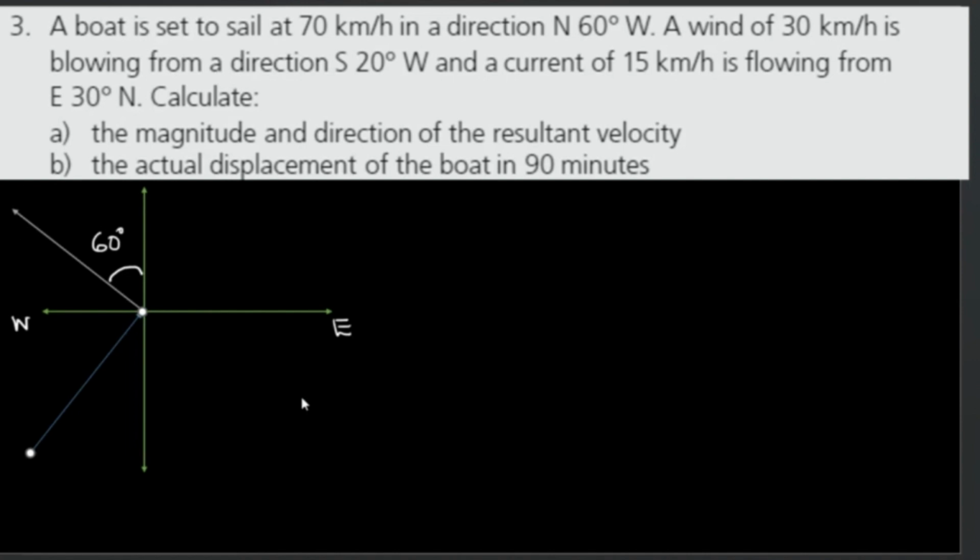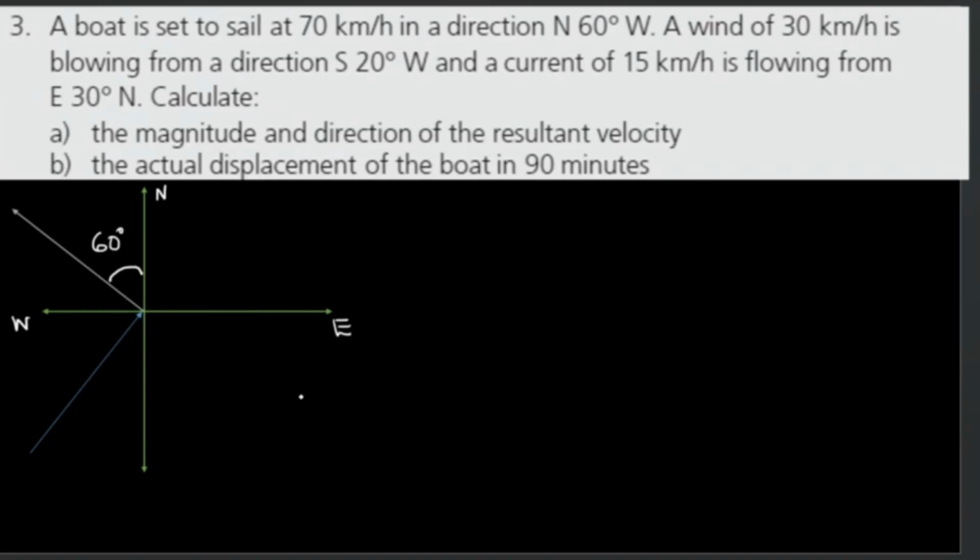It's going northwest, 60 degrees northwest. Remember I said that the angle is going to reference the first cardinal point, which is the north. That is why I put my 60 degrees there. It's going to reference what is north. If it was west 60 degrees north, it was going to reference the western direction. So this is northwest.